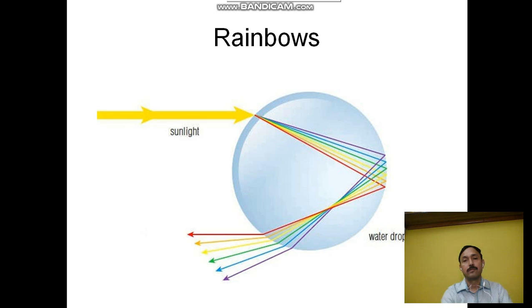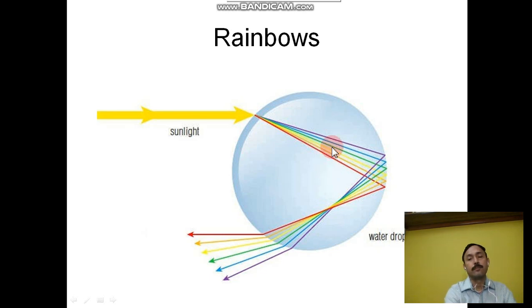How does a rainbow form? Suppose this is a water particle or water droplet. Sunlight, that is natural light or white light, is falling onto it. Then it is coming to this. So this is the normal direction. The light splits into several colors, 7 colors.